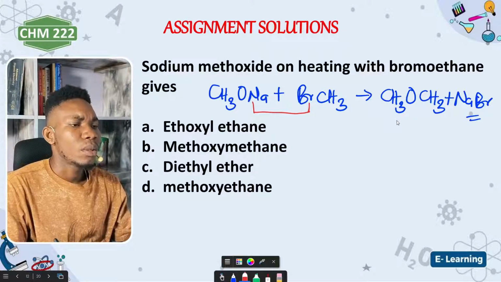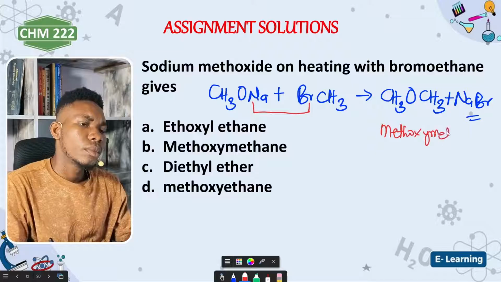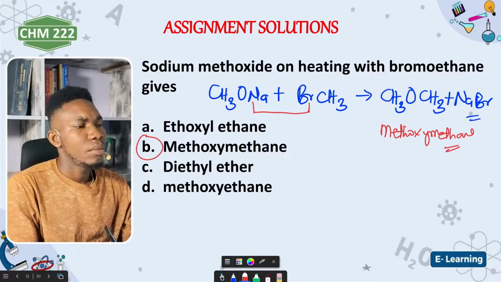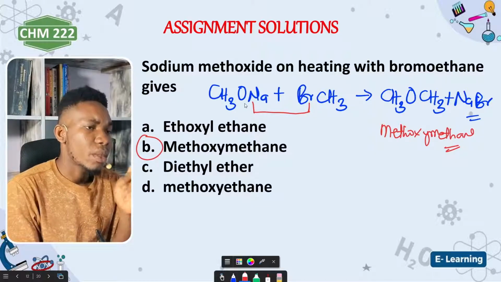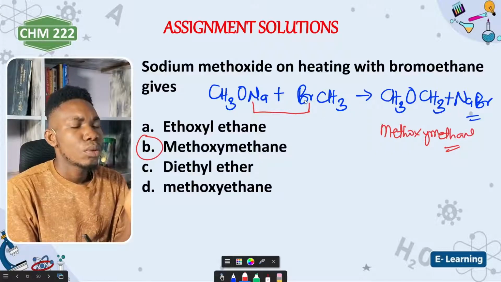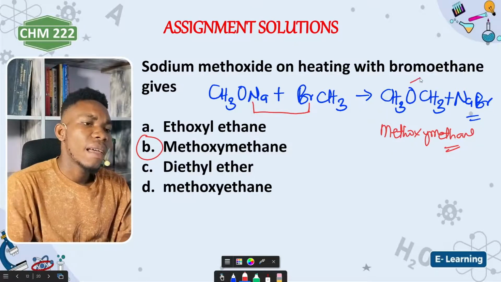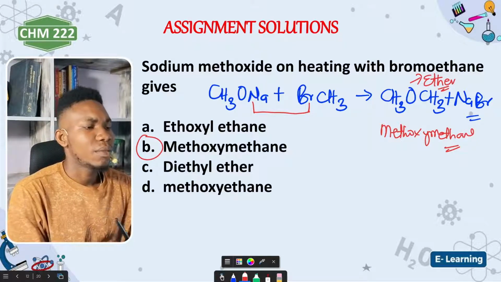All right. So what is the name of this compound now? It becomes methoxymethane. That will be the name of the compound that will be formed. So this is sodium methoxide. This is what? Bromomethane. These 2 will condense together with the elimination of sodium bromide molecule to form an ether. To form what? An ether. Is that okay? So that is that for that question.